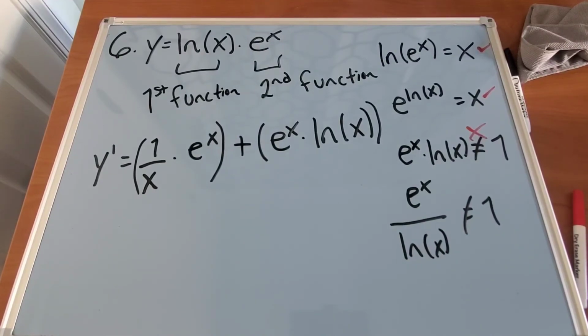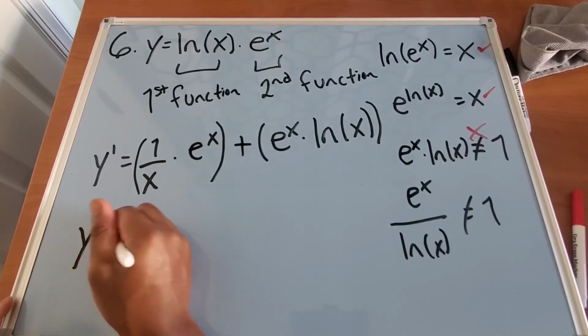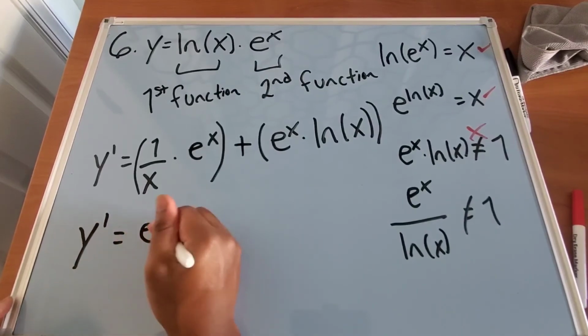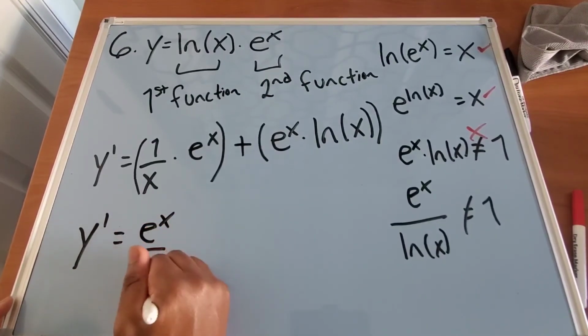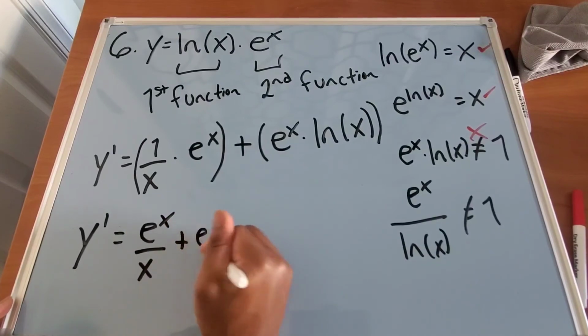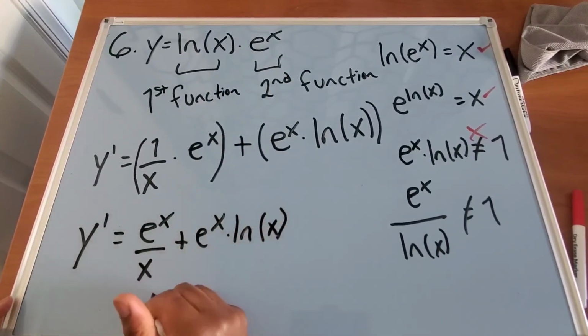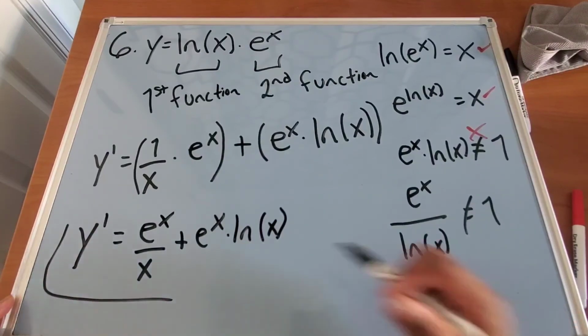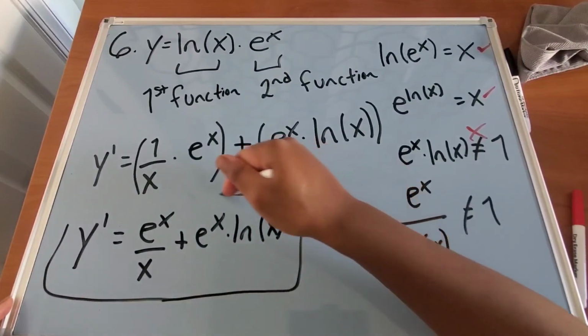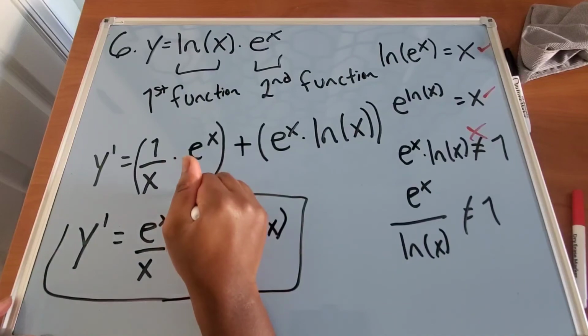So there's two different ways we can do this. We can just leave it here, or we can take out e to the x. The way I like to write it is I would just leave it. So I'd say e to the x over x plus e to the x times the natural log of x. That's how I would leave it personally. So I would say that this is the final answer. I don't like doing too many random steps of algebra.